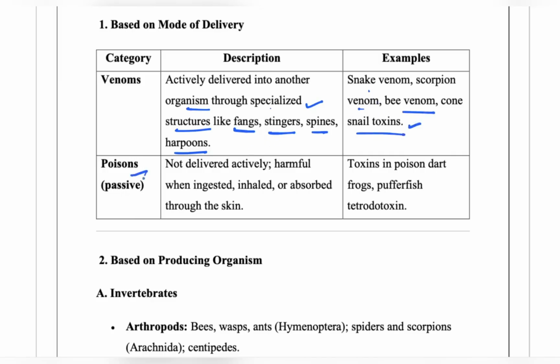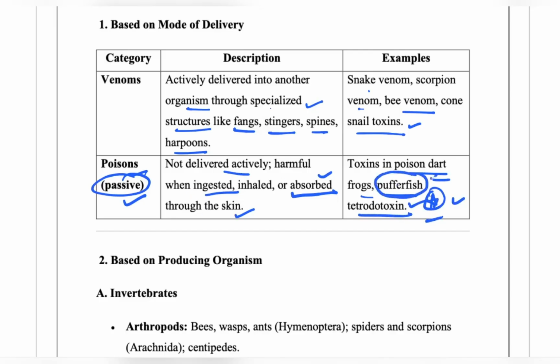Then there are poisons. Poisons are not delivered actively, that is why the term is written over here, that is passive. They are not delivered actively, but they are harmful when ingested, inhaled, or absorbed. So this was the term that was missing in the earlier slide. So they are either ingested, inhaled, or absorbed through the skin, and they are going to cause harm in the body. So toxins in the poison dart frog, pufferfish tetrodotoxin. This is very, very dangerous, right?